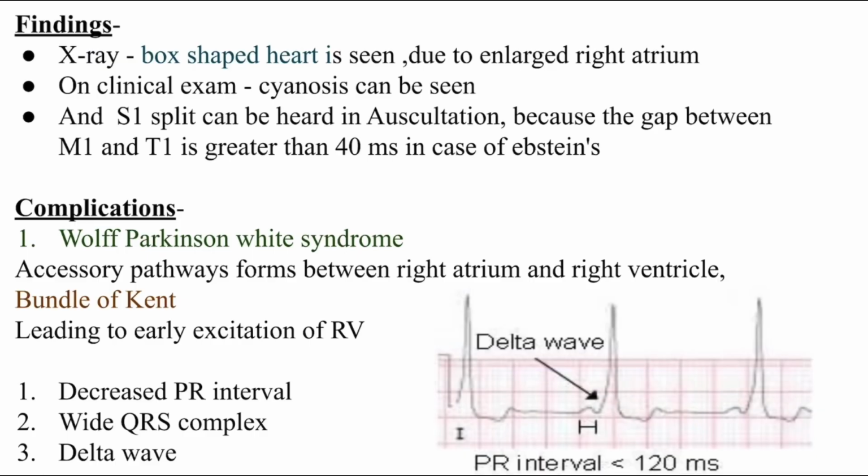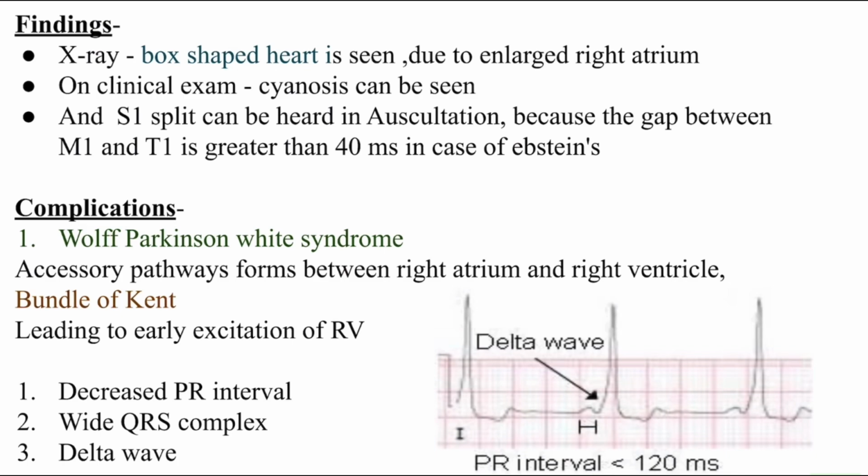So in the findings on the X-ray you can see box-shaped heart because of the enlarged right atrium. That means because of the atrialization of the right ventricle. On the clinical examination, again cyanosis can be seen because this poor underdeveloped right ventricle is not efficiently pumping the blood to the lungs, which will lead to cyanosis. And S1 split can be heard in auscultation. So you don't have to remember this, just try to understand it.